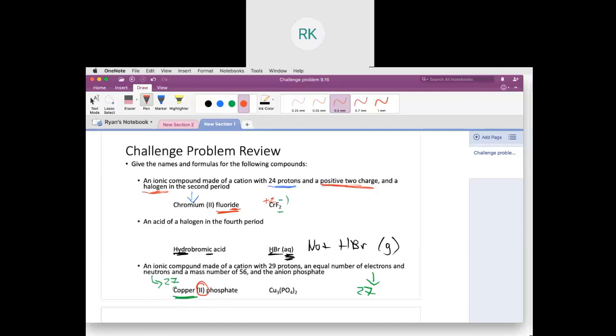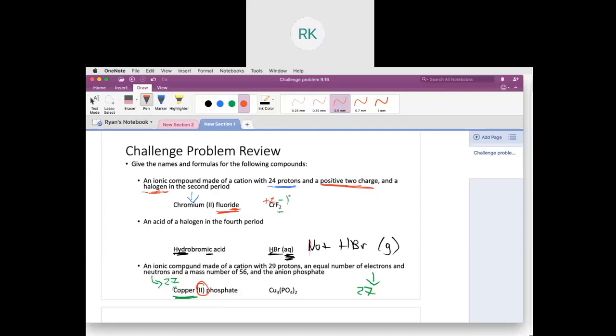Now, for the anion portion, you are told that it is phosphate. So for the actual name, all you really need to do is focus on the cation to name it, right? Copper, because there's 29 protons. A charge of 2, because from mass number, we're able to find there's 27 neutrons. And from the word problem, we know that there's also 27 electrons, giving us a +2 charge. And then we're told the anion is again phosphate.